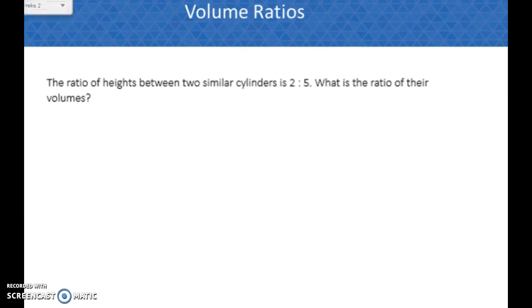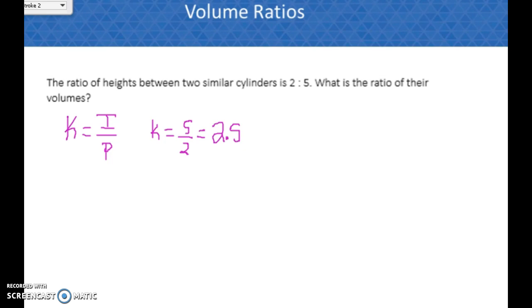be? And remember, to do scale factor, we use image over pre-image. So in this case, the image would be 5, and the pre-image would be 2. So to get my scale factor, I'm going to do 5 over 2, which is 2.5. So basically what that says is my cylinder is getting 2.5 times bigger. So now I want to know what that does to the ratio of their volumes.